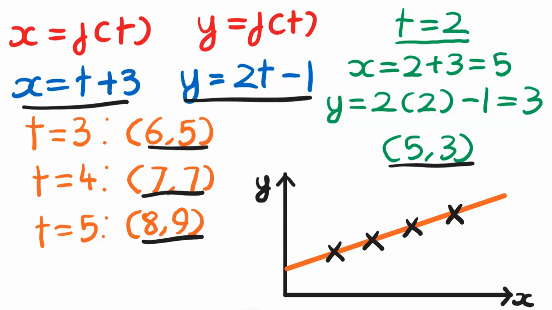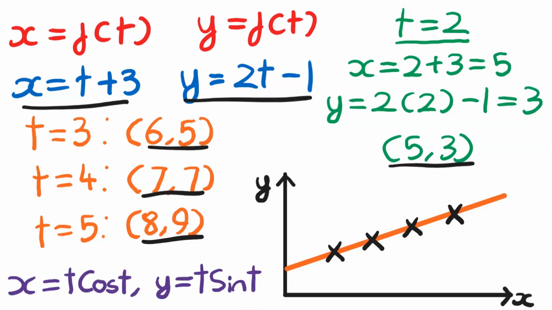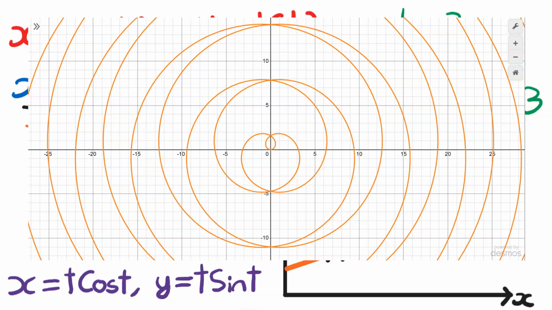So for example, let's say that we have the two parametric equations, x is equal to t cos t and y is equal to t sin t. You get this graph here. I've made this using Desmos, and you can see this kind of really weird graph here. You'd never be able to make this using Cartesian equations, so this is one of the advantages of parametric equations.